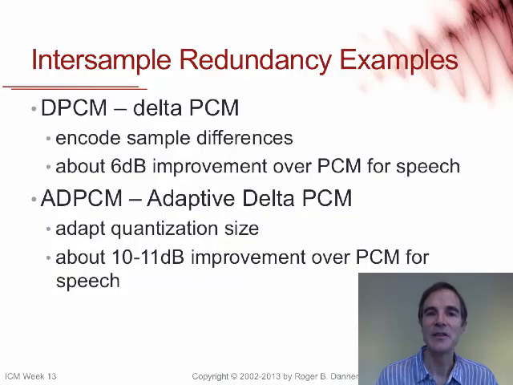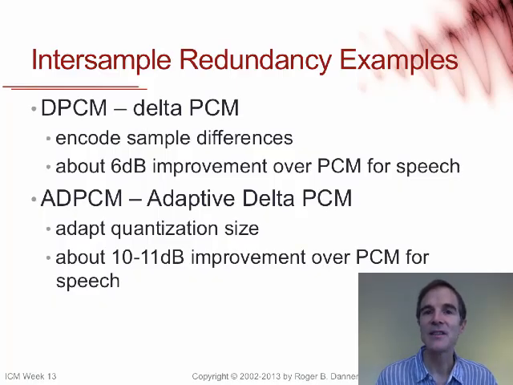Now let's look at the inter-sample redundancy approach to compression. This one says that previous samples should be somehow predictors of successive samples, and there's redundancy there that can be exploited. So the simplest way to approach that is delta PCM. We just encode the differences between samples rather than the samples themselves. This gives you about a 6 dB or 1 bit improvement over PCM for speech. So it's a reasonable thing to do at lower qualities.